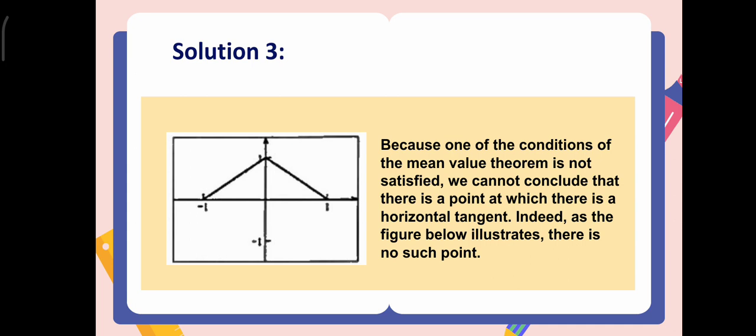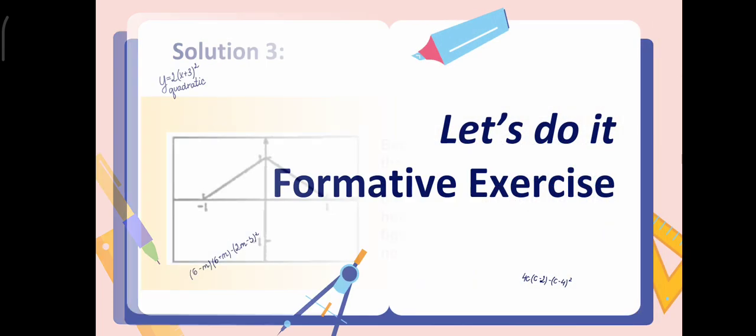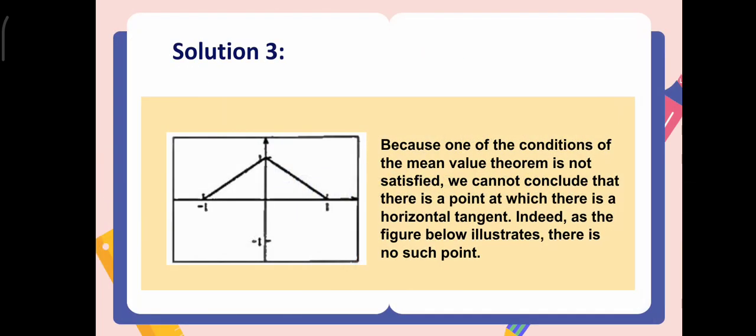So, allow me to recap our topic, the mean value theorem. For the lesson closure, what does the conclusion of Rolle's theorem state? And what does the mean value theorem state? Alright, so let us have the lesson closure.